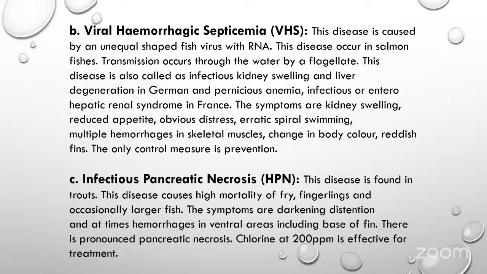Next is infectious pancreatic necrosis. In short, we call it IPN. This disease is found in trouts. It causes high mortality of fry, fingerlings, and occasionally larger fish also. The symptoms are darkening, distension, and at times hemorrhages in ventral areas, including the base of the fin. There is pronounced pancreatic necrosis. Chlorine at 200 ppm is effective for treatment.